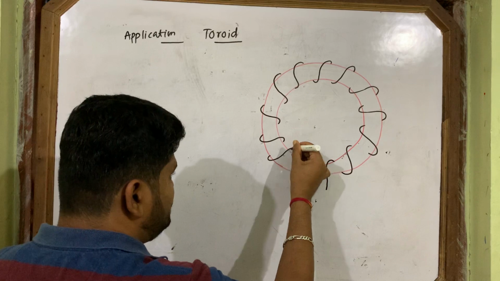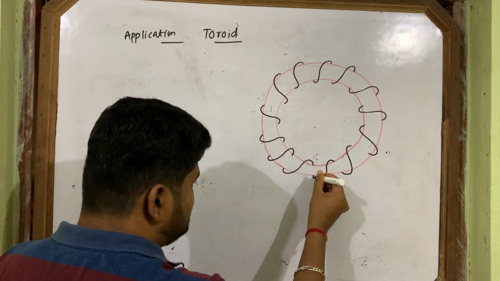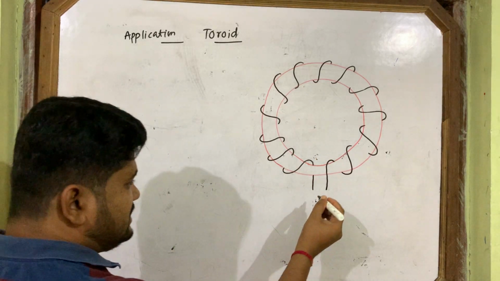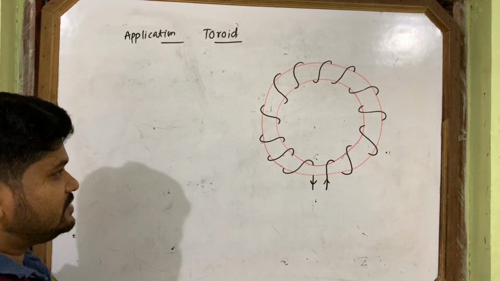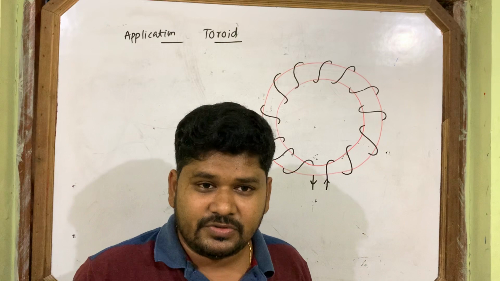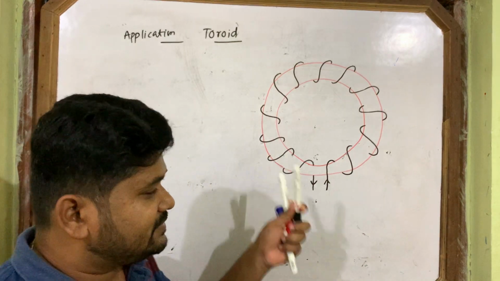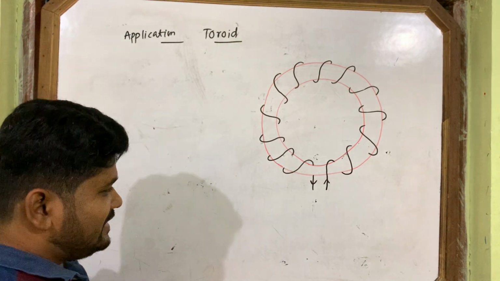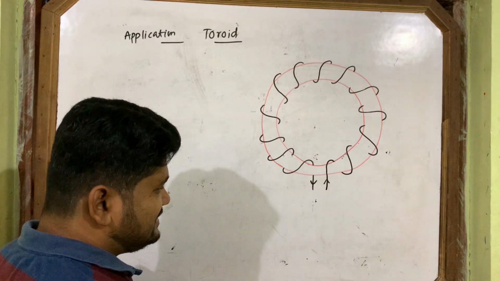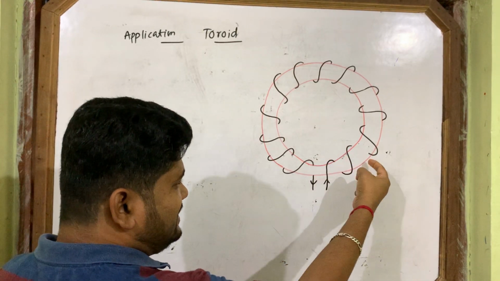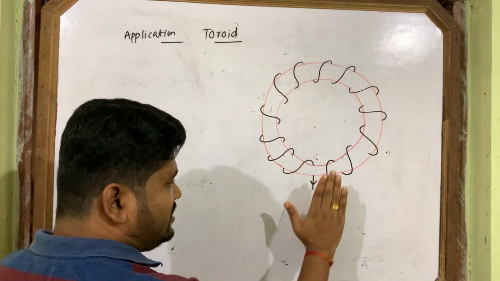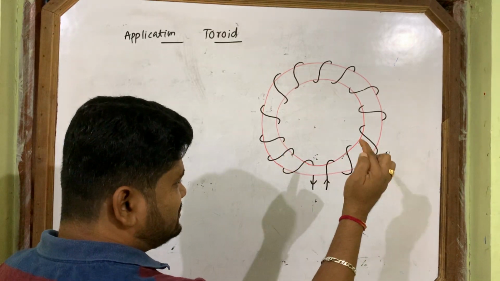Now current passes over it. Current enters and current comes out. Now it is visible to all of you. So this is the toroid. And current now is entering like this. So this side enters and this side comes out. So here current enters and here comes out.